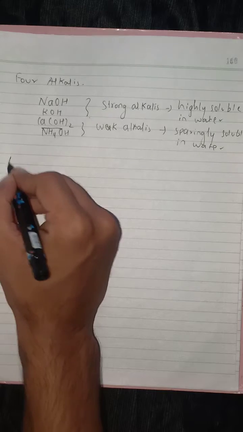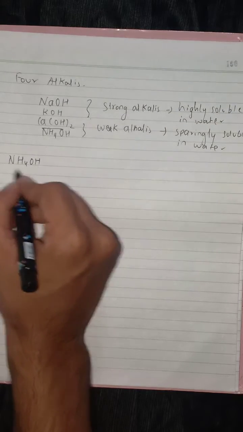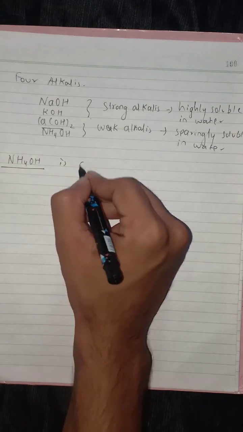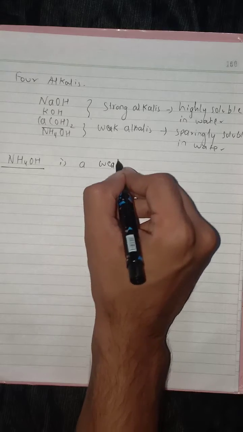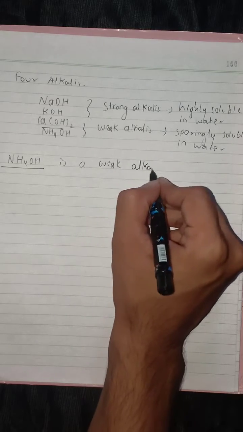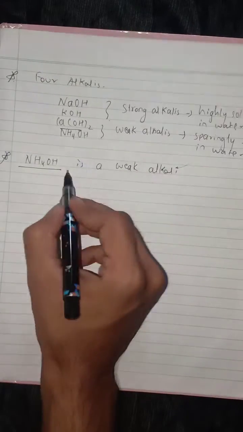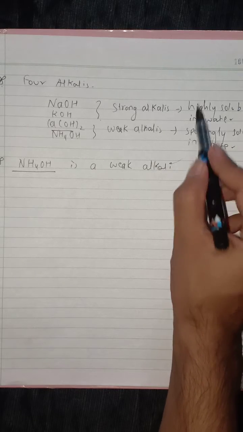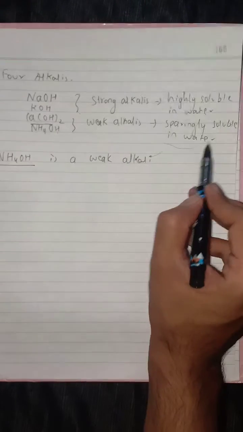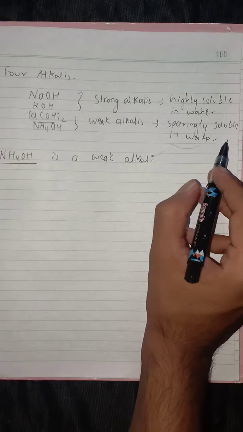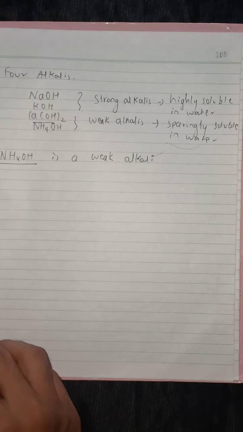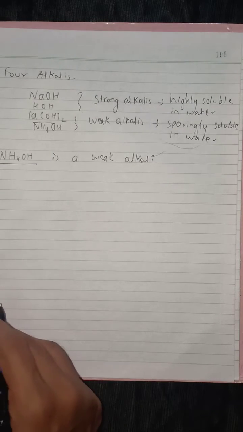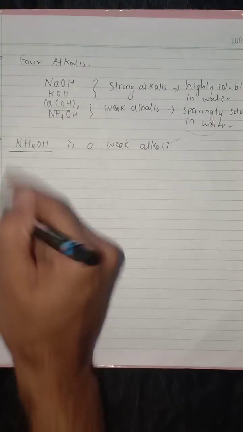One more term can come, which is the weak alkali. Usually, rather than calcium, NH4OH is a good example to write for a weak alkali. Strong alkalis are highly soluble in water and dissociate easily, but weak alkalis are sparingly soluble and do not dissociate that strongly. They do not dissociate perfectly.